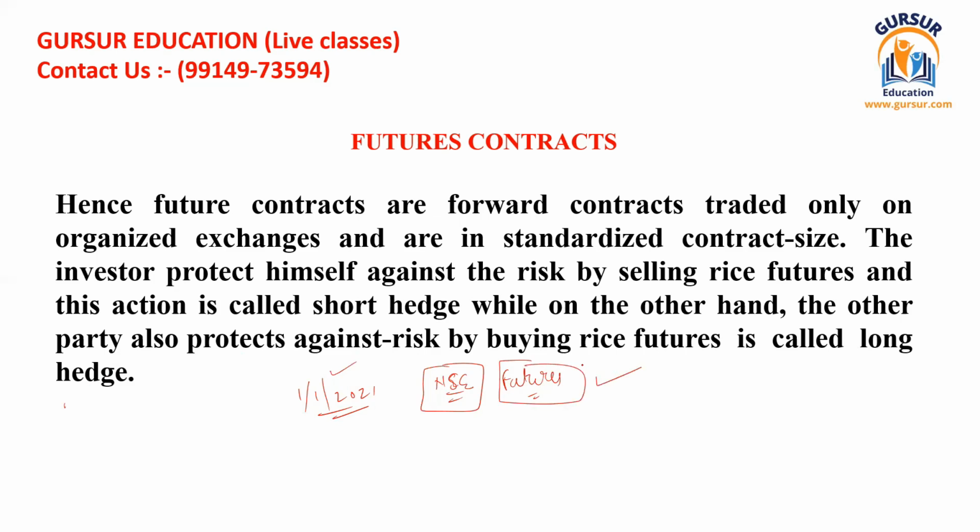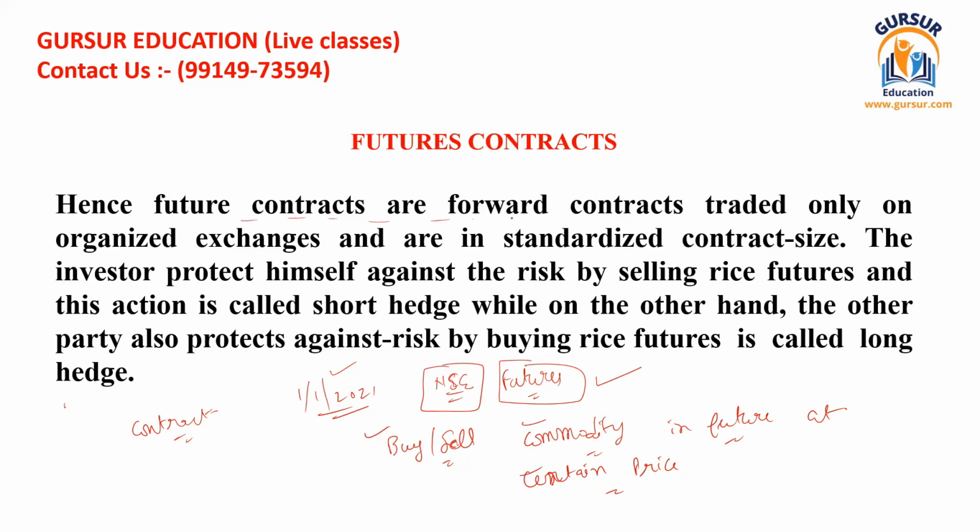So futures give you the option to buy or sell a certain commodity in future at a certain price which is decided today. So this is the best option. Okay, so what do you do? You just purchase a contract which offers you the right to buy or sell a commodity in future at a certain price which is decided today.